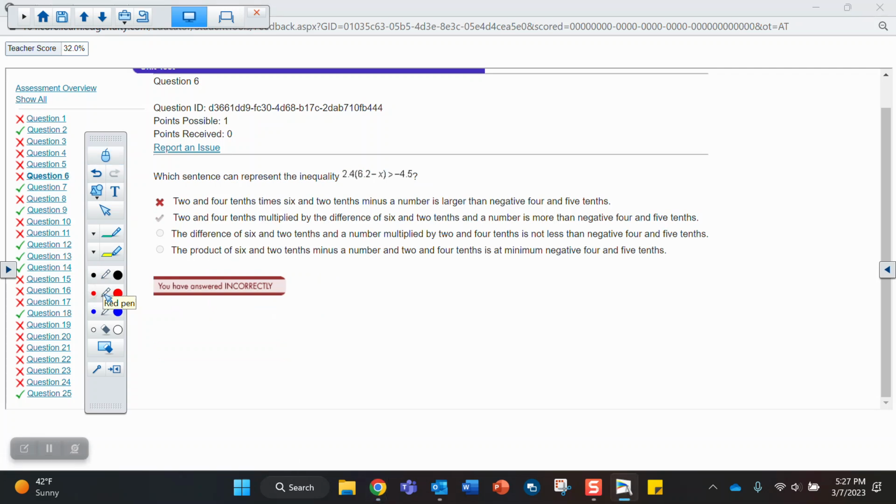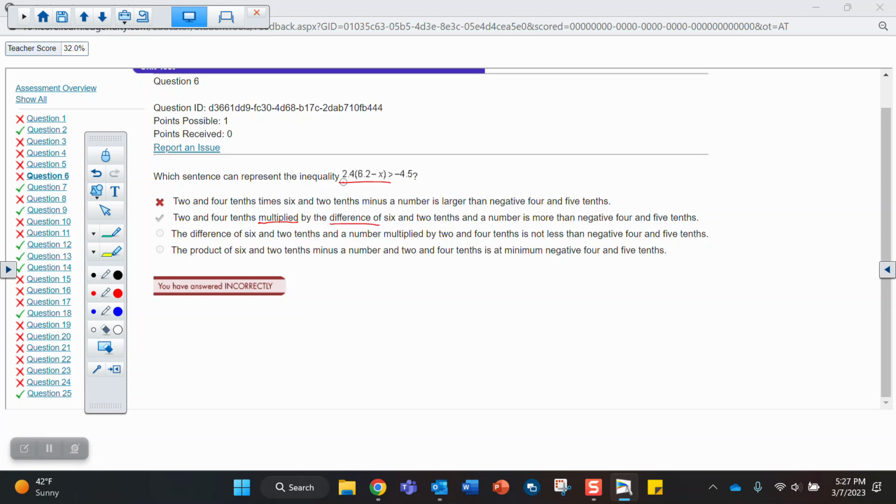Question 6, which sentence can represent the inequality? So we're multiplying 2.4 times a subtraction problem, essentially a difference. 2 4/10 multiplied by the difference of 6 2/10. So when you say multiplied by the difference, that means we're multiplying something by a subtraction problem, and that's where you see that distributive property there. Is more than negative 4.